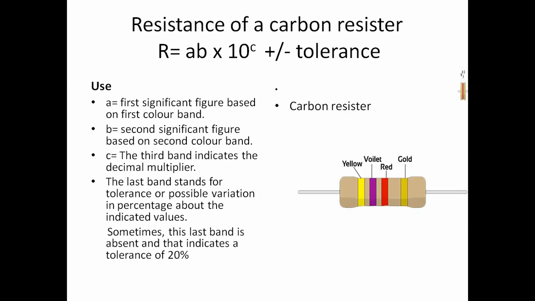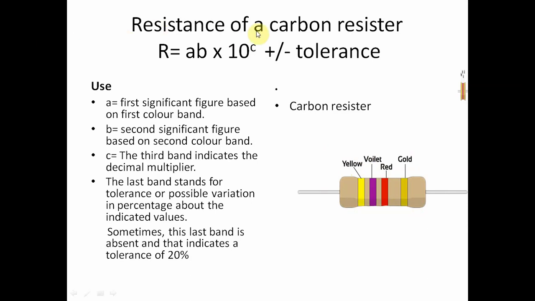Next we have to explain how we can find the resistance of a carbon resistor. So we have this carbon resistor, in which there are color bands. With the help of these bands, we can find the resistance of this resistor. Now, how can we find it?